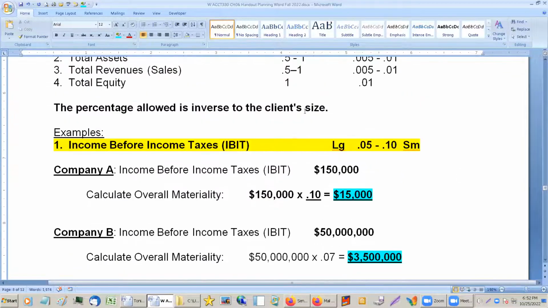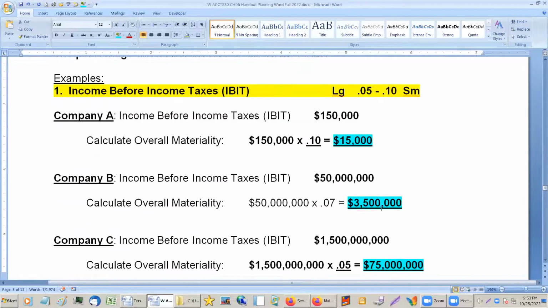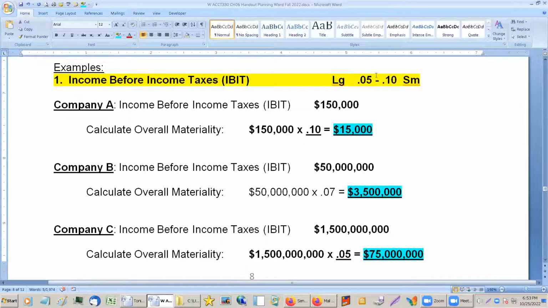So this is what they call these rules of thumb, and we could use total assets or total revenue. There's a bunch of different ones we could have used. And if you're wondering how to apply it, the larger they are, the smaller the percentage we allow them, and just the opposite for smaller. The smaller they are, the larger percentage we allow them. And something in between gets a number in between.